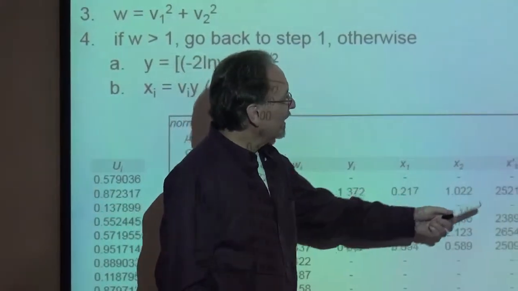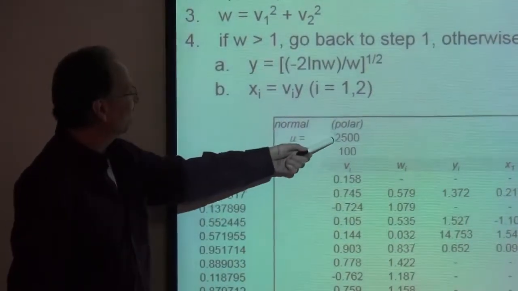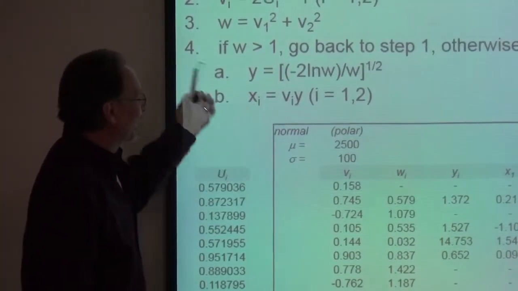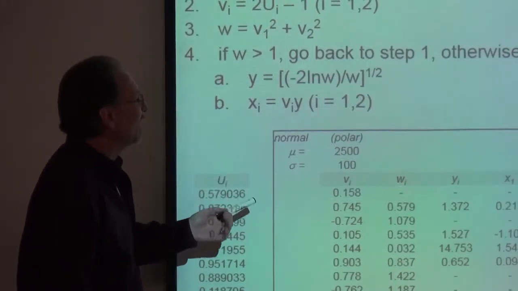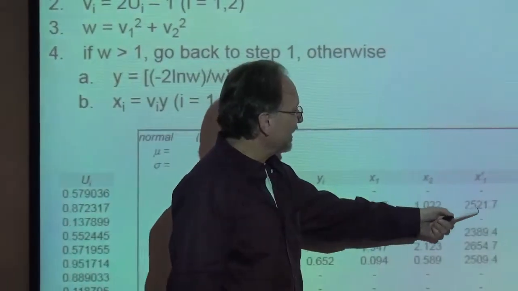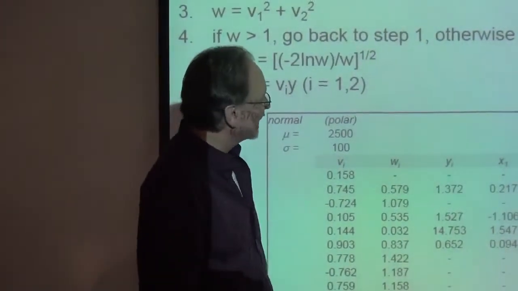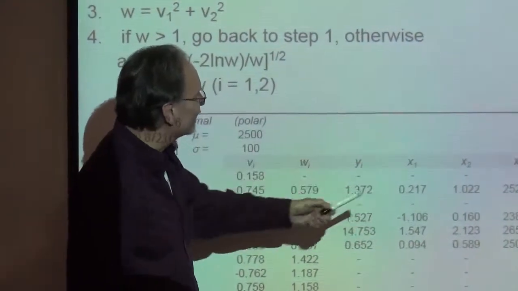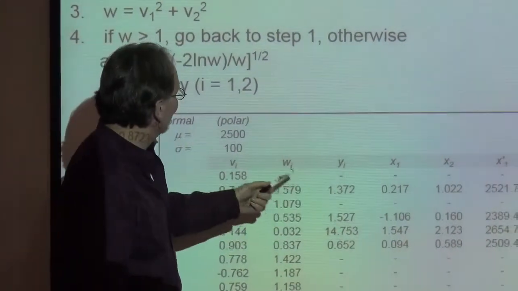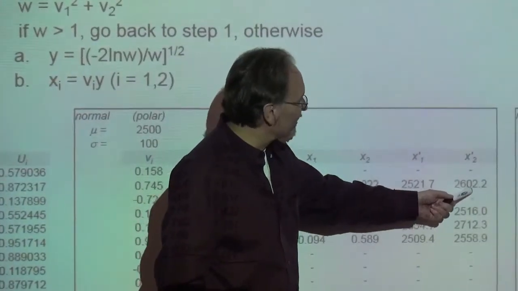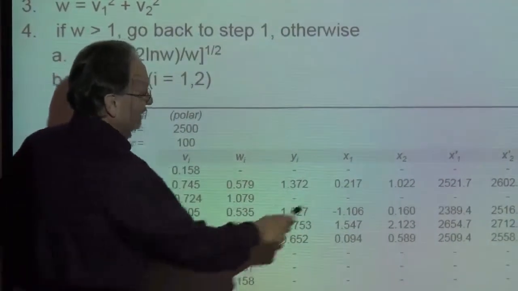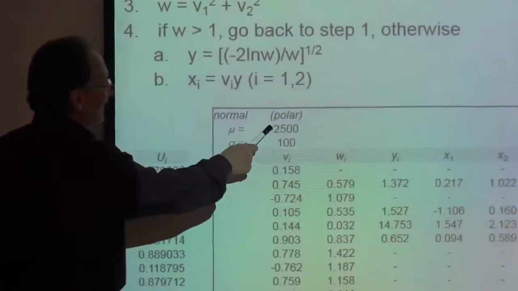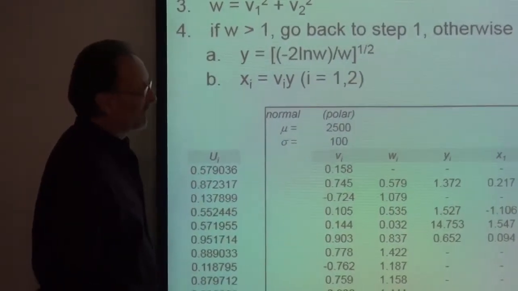So, since my data are distributed with a mean of 2,500, standard deviation of 100, let's just say that that's our data on time between failures. So that means that my first randomly distributed time to the next failure is 2,521.7 hours. And my next time, because we generate these in pairs, is 2,602.2 hours, based on this many standard deviations and this many standard deviations about a mean of 2,500, standard deviation of 100.